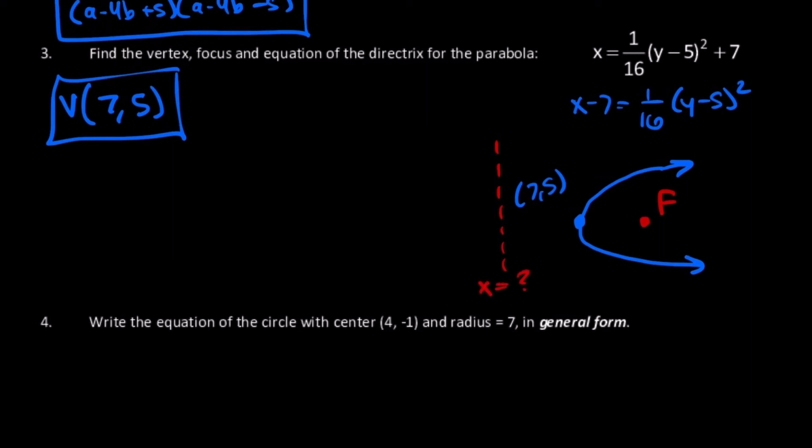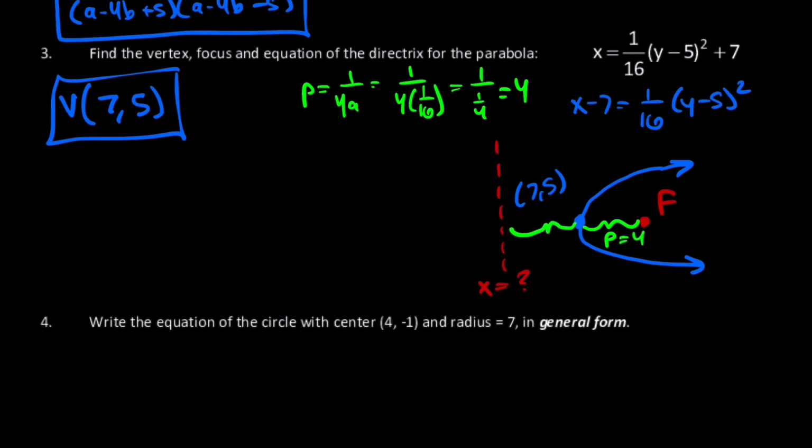And what we need to do next is calculate that distance we call p. So this is a formula you have to have memorized for parabolas. P equals 1 over 4a. And in this equation, a is 1/16. So that's going to be 1 over 4 times 1/16. That's 1 over 1/4, which equals 4. So this distance here is 4. And that distance there is 4.